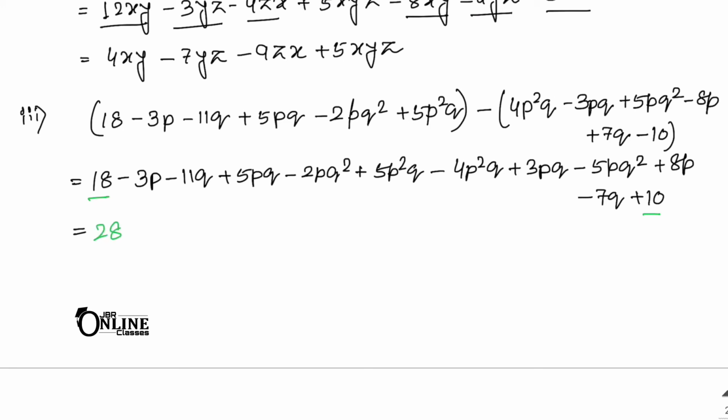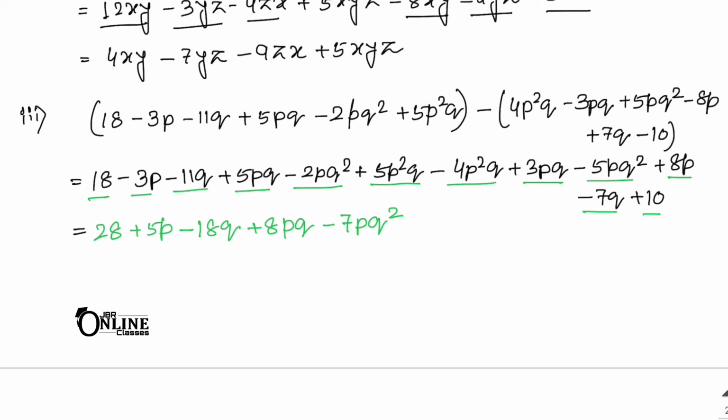After that, minus 3p and 8p in positive, so that will be plus 5p. The next one, minus 11q minus 7q, so it will be minus 18q. Then plus 5pq plus 3pq, it will be plus 8pq. Then minus 2pq square minus 5pq square, so it will be minus 7pq square. Then plus 5p square q minus 4p square q, so it will be only 1 p square q. Okay, and that is your final answer.